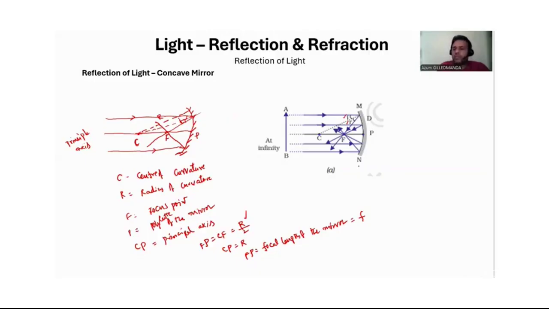So what are the uses of concave mirrors? Concave mirrors basically form diminished and real images. Real images means if you keep something, like a paper, the image can be formed on it. The image is nothing but a shadow that can be seen.